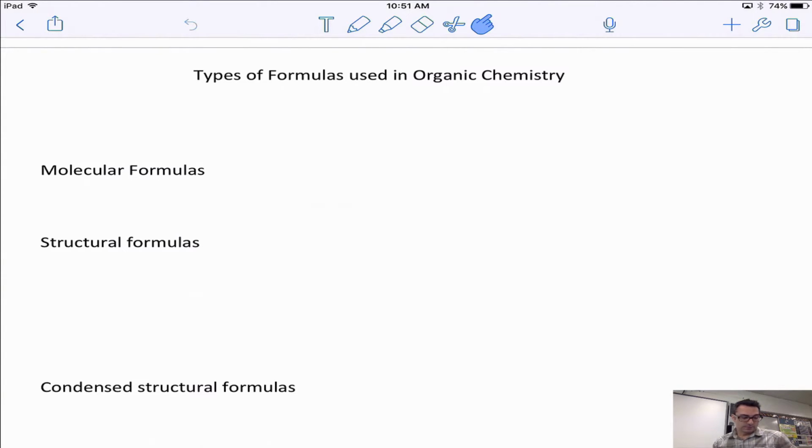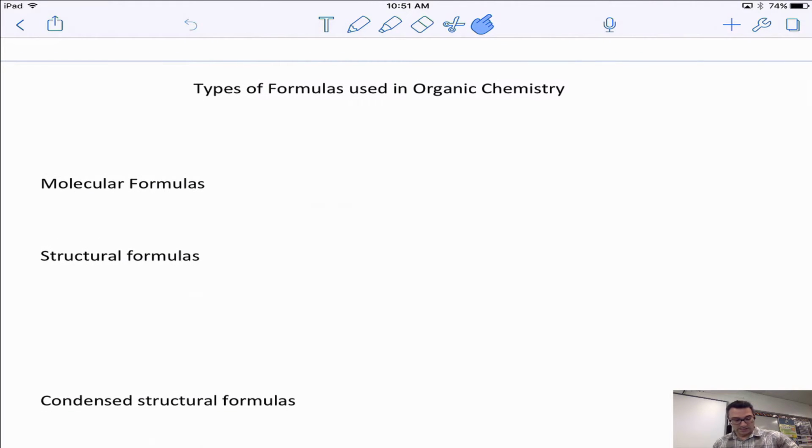So what would be a typical hydrocarbon? Take, for example, C4H10. This molecular formula tells you how many carbons and hydrogens there are. We could reduce this even further and make it an empirical formula. So we could have something like C2H5, and this would be the empirical formula.